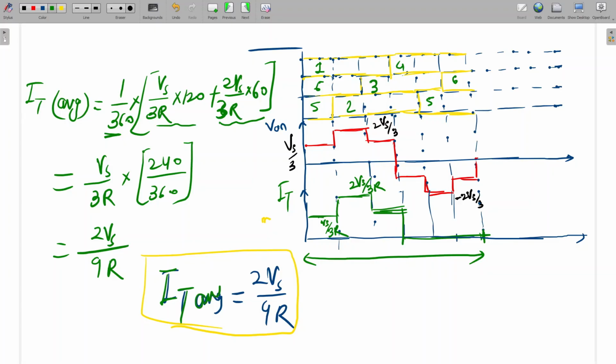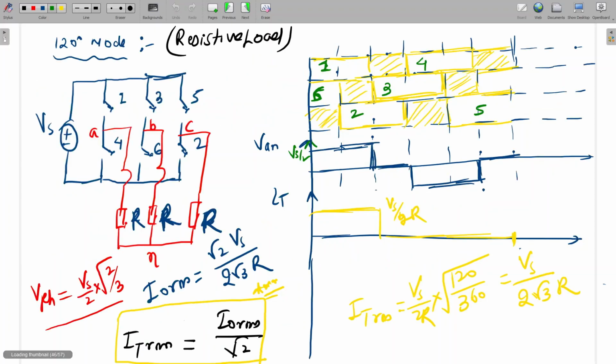IT average. So if resistive load will be there, if you remember this formula, directly we can calculate the average current through the switch. Is it clear to all? Yes, sir. Okay. So now same thing I'm doing for 120-degree mode.